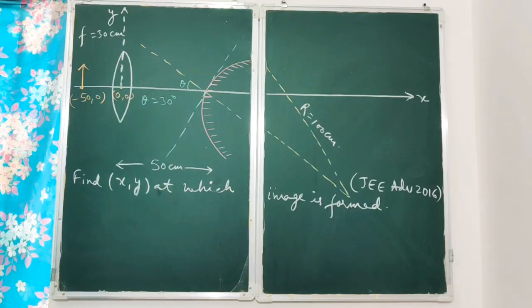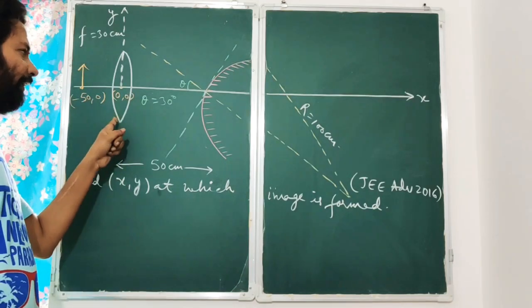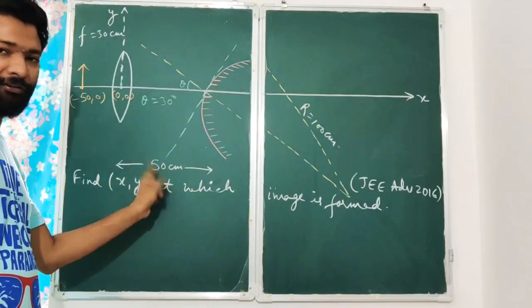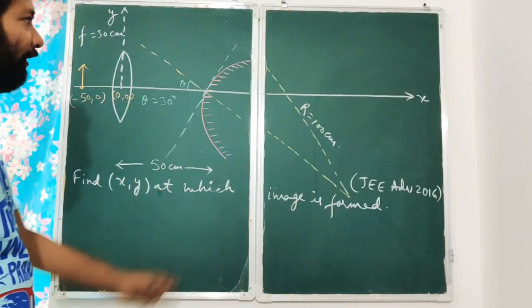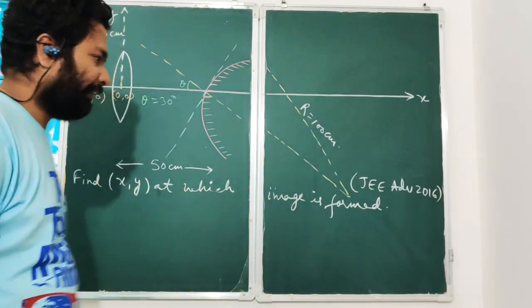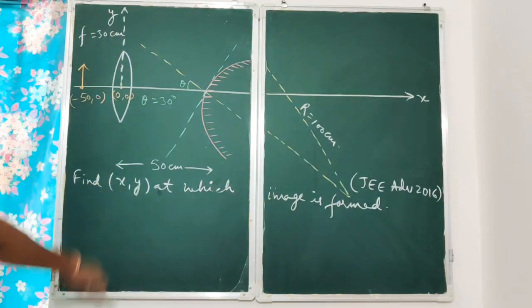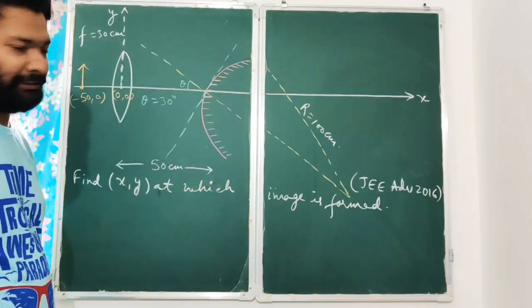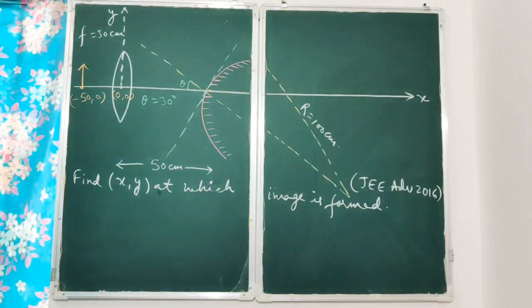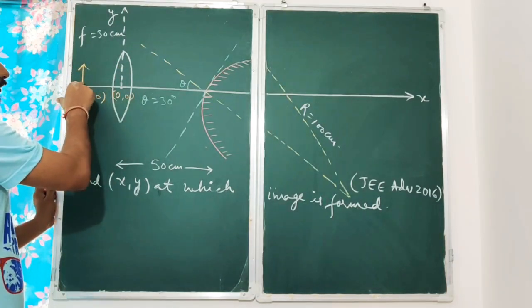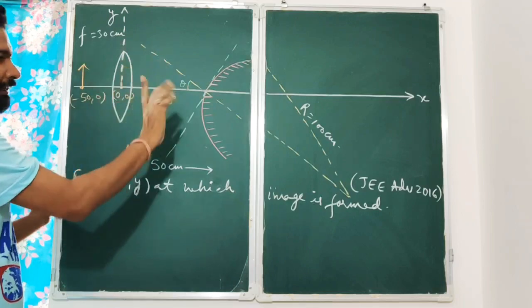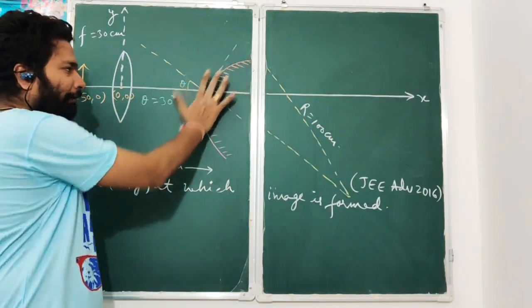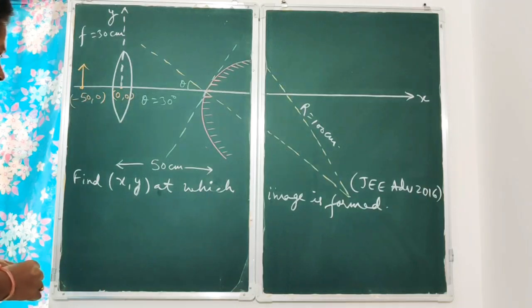Focal length is 30 centimeter. The distance between the lens and the mirror is 50 centimeter. Radius of curvature of convex lens has been given as 100 centimeter. And they are asking us to find x, y, the coordinates of the point at which the final image is going to get formed. So first, the ray of light will start from this object, pass through the lens, it will form one image. So right now, forget about this mirror and concentrate on the image formation by this lens.